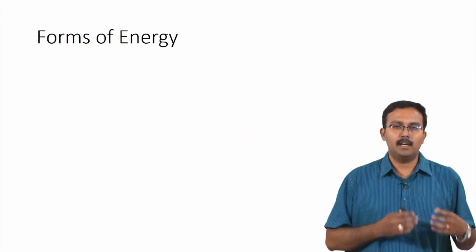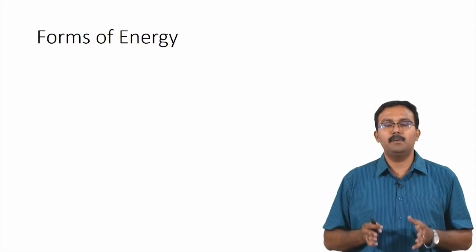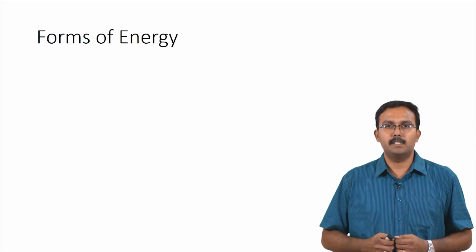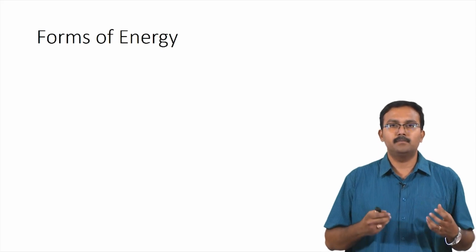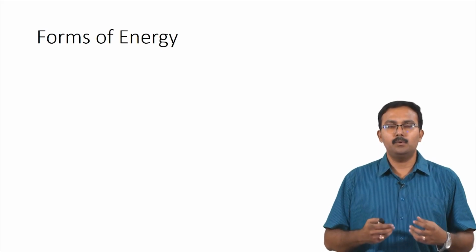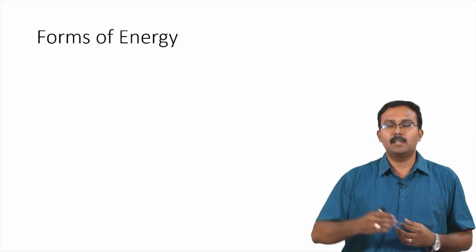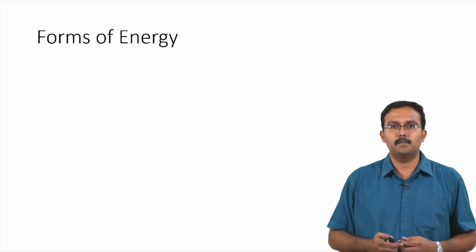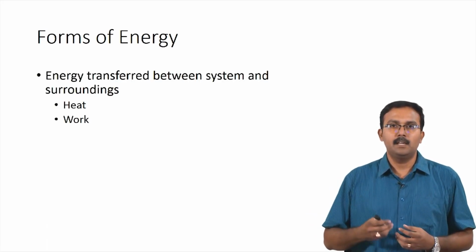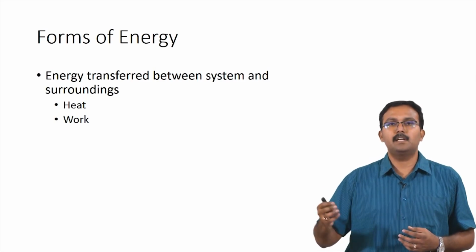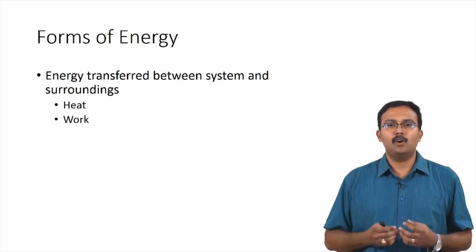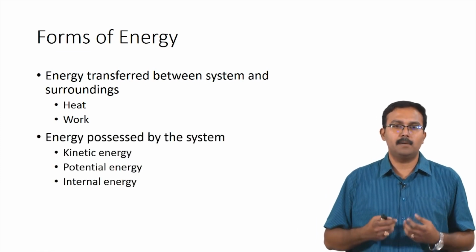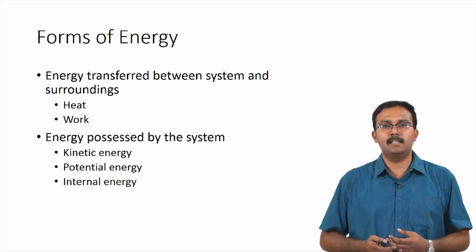Now that we have understood what our constraints will be for performing energy balances, let us refresh the different forms of energy. So we classified the forms of energy based on how the energy is used either to transfer between the system and the surroundings, or if it is an inherent energy possessed by the system. The different types of energies which are used to transfer energy from the system and the surroundings are called heat and work, and the inherent energies possessed by the system are kinetic energy, potential energy and internal energy.